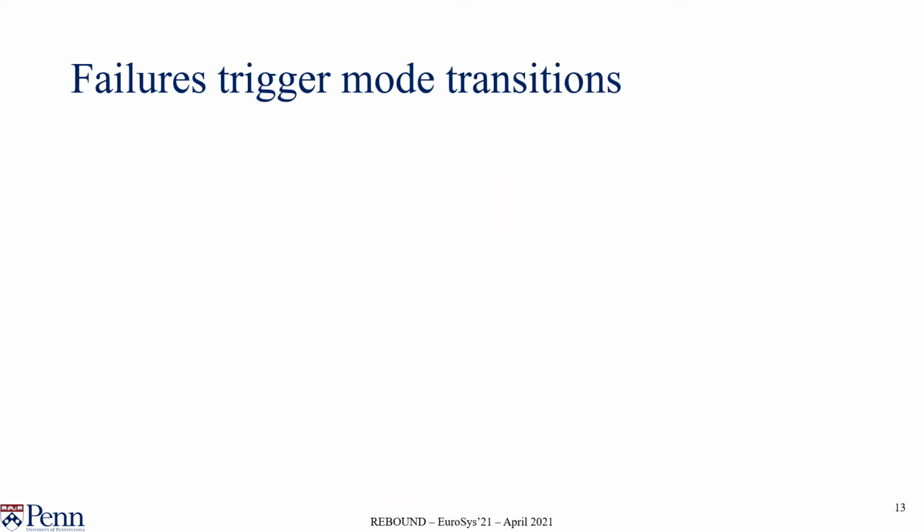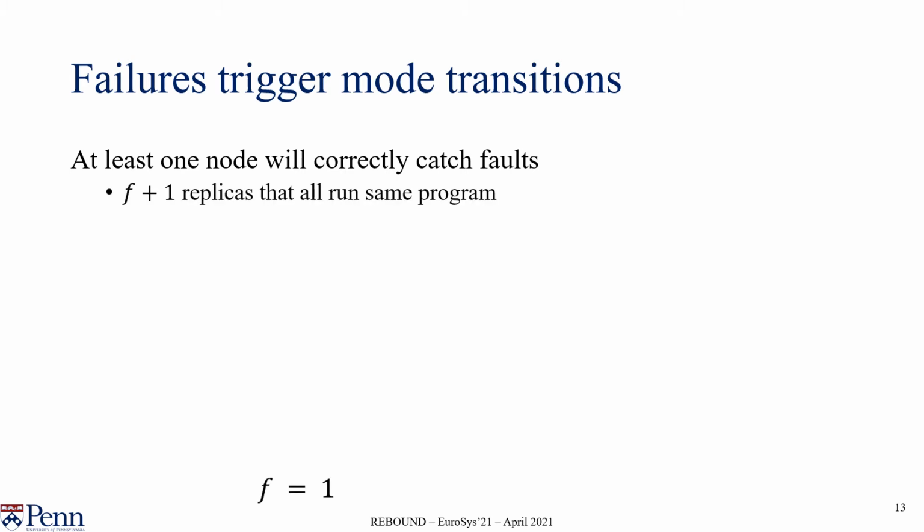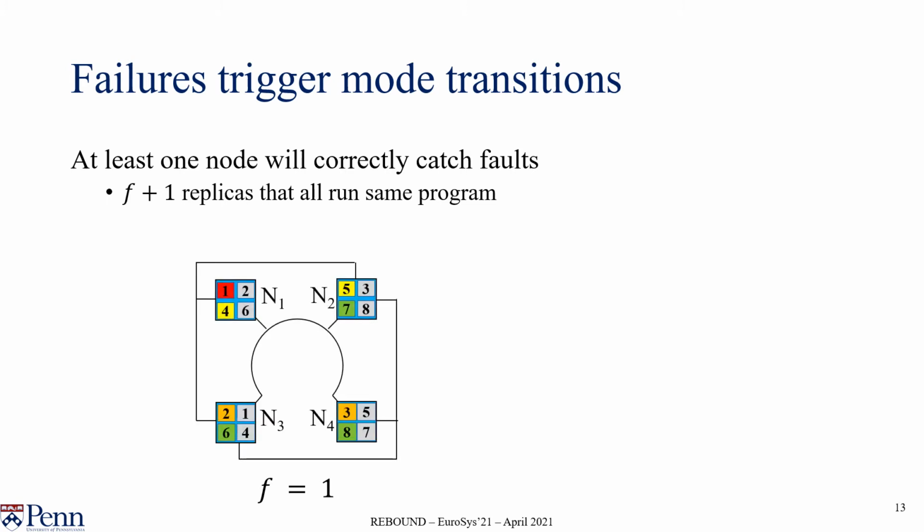This raises the question of how we actually catch a fault in order to trigger a mode transition. We need at least one node to be operating correctly to be able to catch the fault. So if there can be up to F faults in the system, we need at least F+1 replicas to be able to catch that fault. Let's take a quick look at an example.